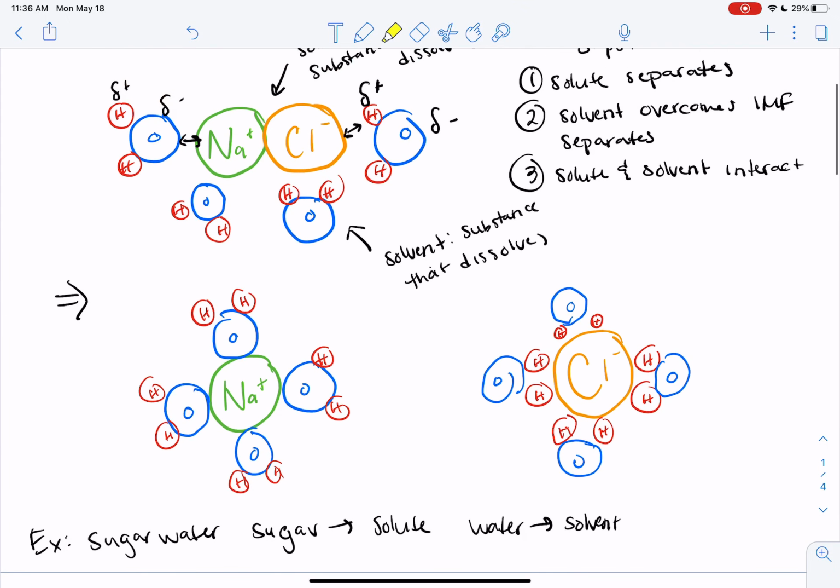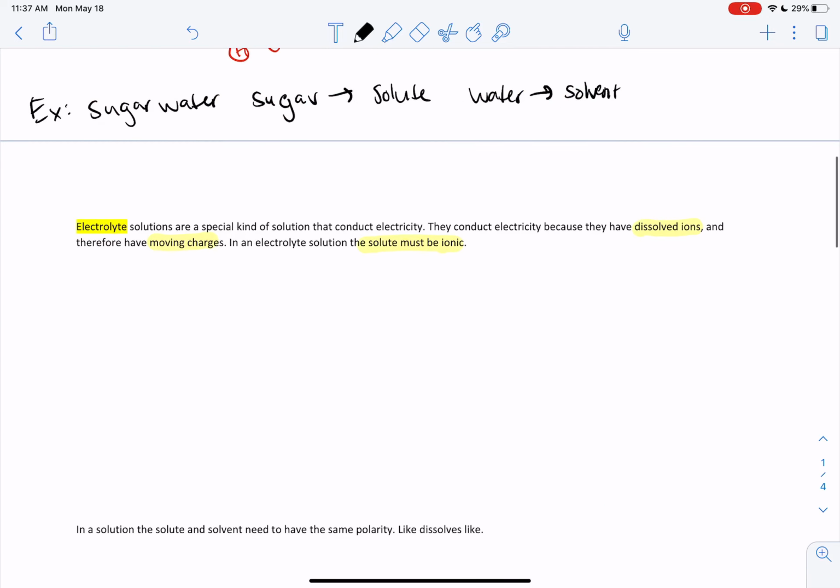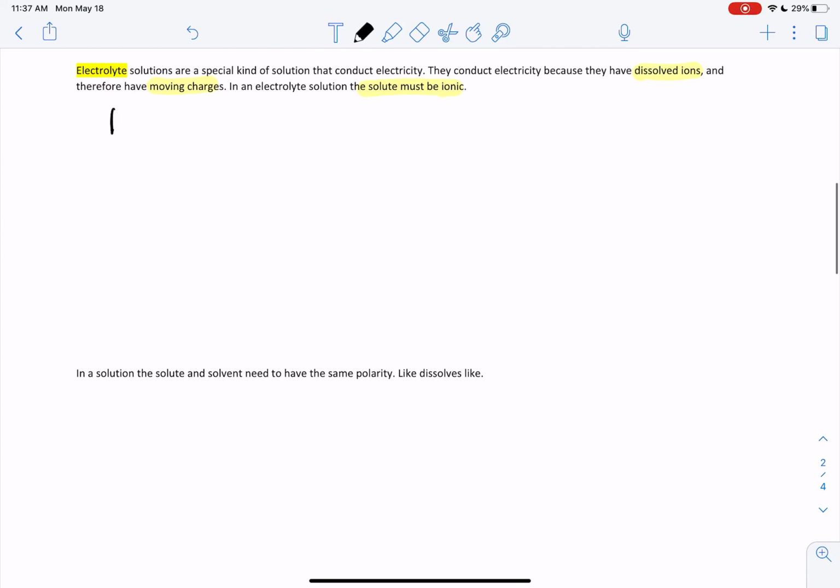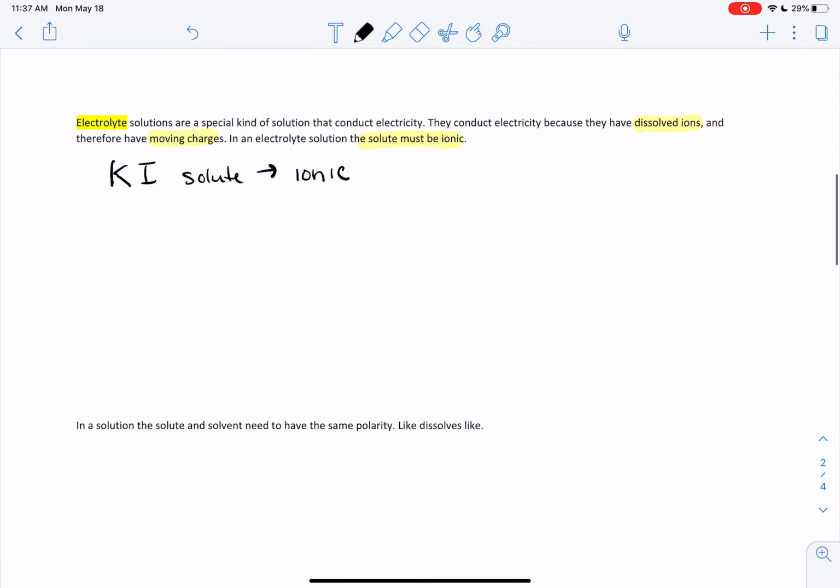So what we just drew here, the sodium chloride in water, is an example of an electrolyte solution. We have these dissolved ions, right? Sodium and chlorine are both ions. So you have charges that move, that produces electricity. So sodium chloride in water is an example of an electrolyte solution. Let's do a couple more examples. If we have potassium iodide as our solute, potassium is a metal, iodine is a nonmetal, so we know this is an ionic substance. And all ionic substances form electrolyte solutions. So this is an electrolyte.